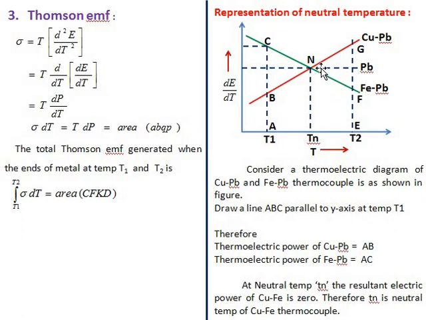Clear? So in the sense here it is changing with respect to temperature, but at this point it remains constant. So therefore the rate of change of thermo EMF at this point is 0. Therefore this is known as the neutral temperature of the copper iron thermocouple. So here the thermoelectricity theory part is completed. We will solve some problems on this chapter and I will give you some assignments.